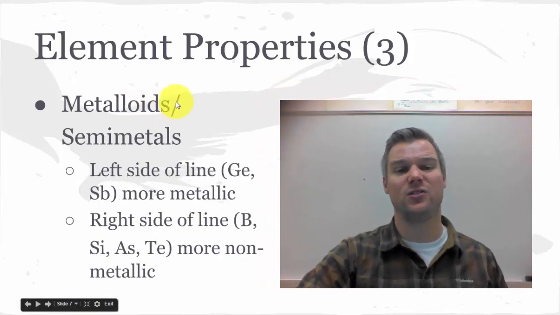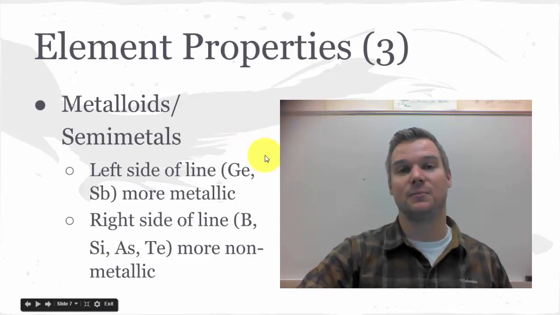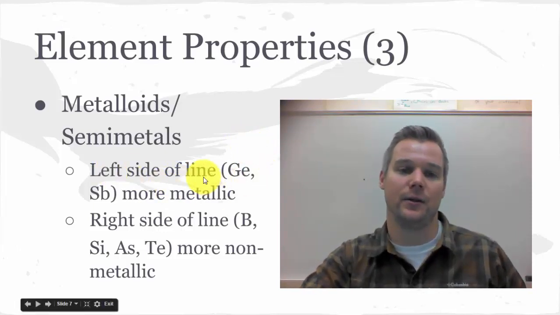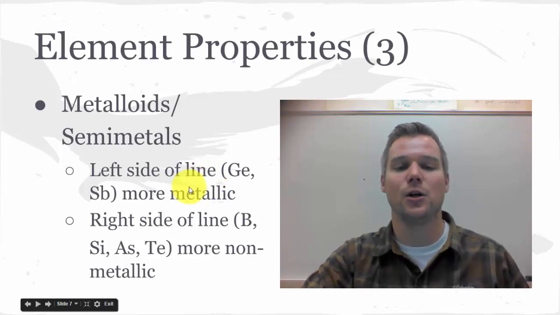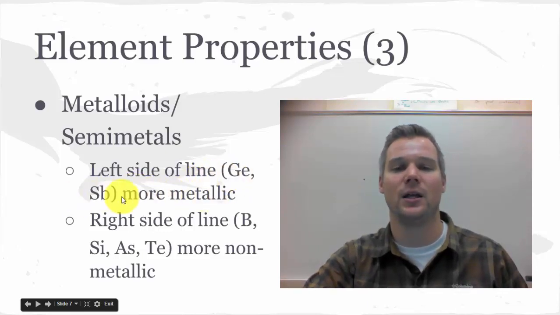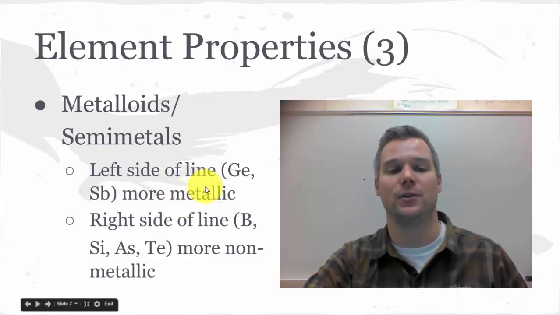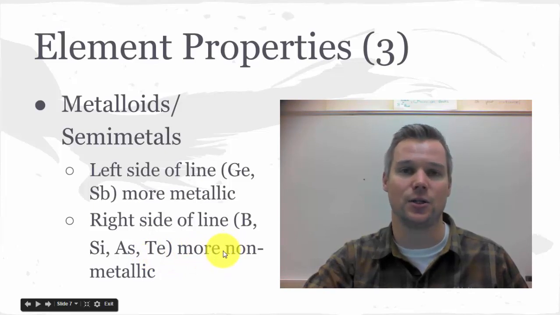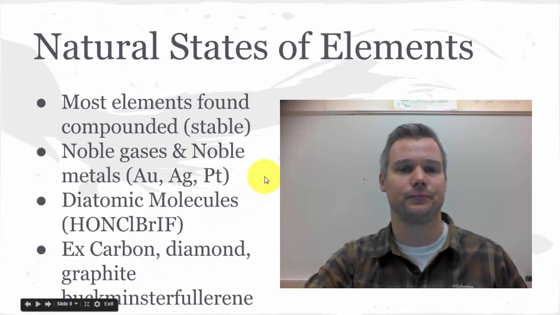Finally, the metalloids, also known as the semimetals, these are a combination of metals and nonmetals. Now, which one they emphasize is based on what side of the stair-step line they're on. So if you're on the left side of the stairs, in other words, on the metal side of the stairs, you're going to be more metallic. So germanium and antimony tend to have more of those metal characteristics, even though it's a combination of the two. And then on the right-hand side of the stairs, boron, silicon, arsenic, tellurium, they're more non-metallic in nature because they're on the non-metal side.